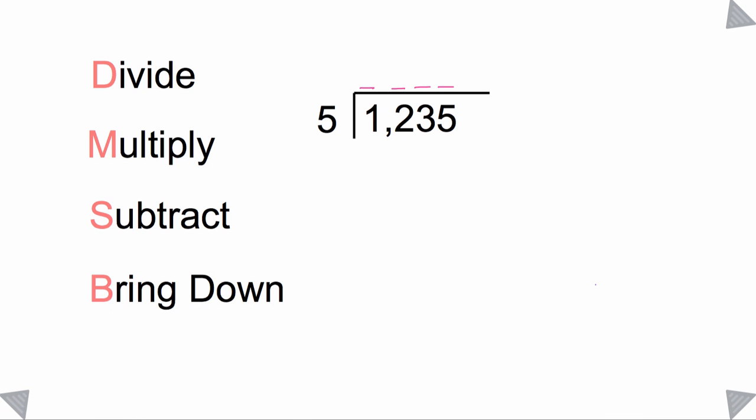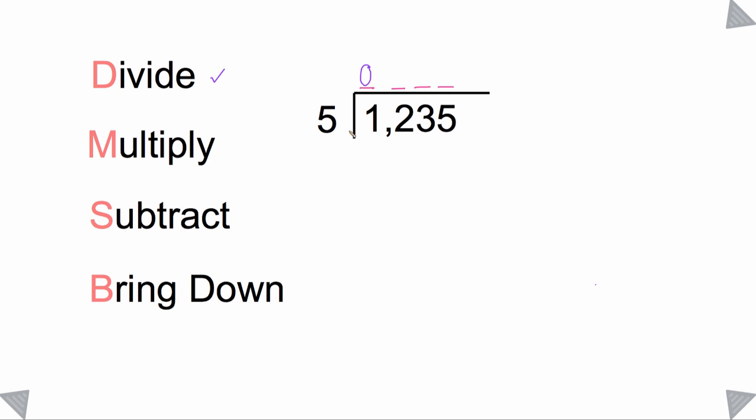Let's get to dividing. Our first step is to divide. Anytime we divide, we always ask ourselves the same question: how many times can the divisor go into the first number? So, how many times can 5 go into 1? The answer is 0 times. 5 cannot fit into 1. So we're going to write a 0 in our parking space.